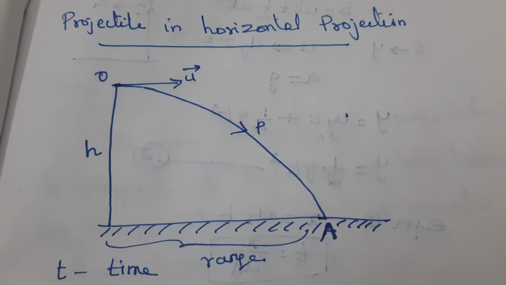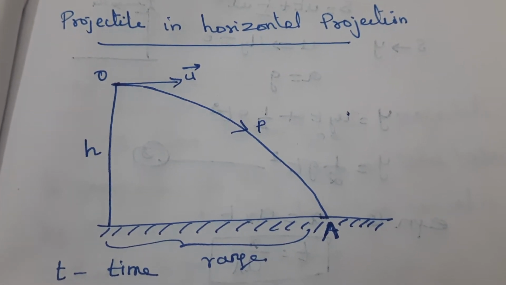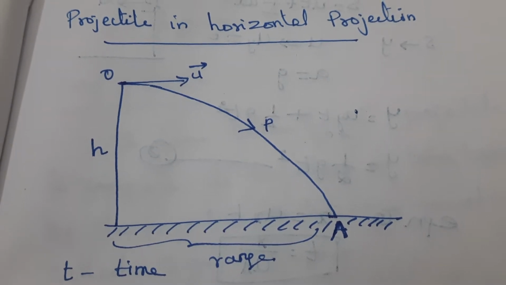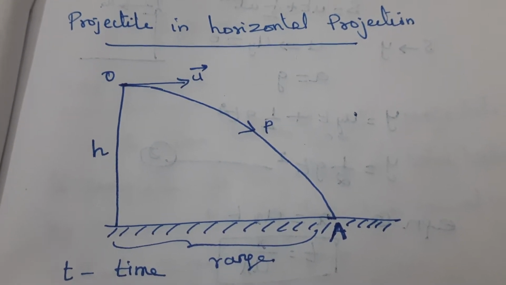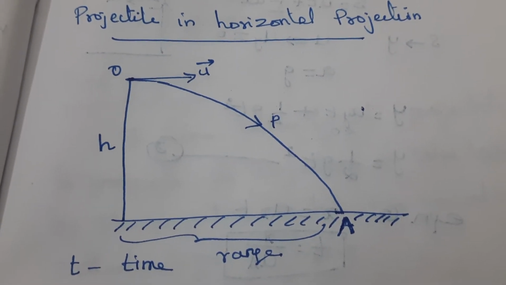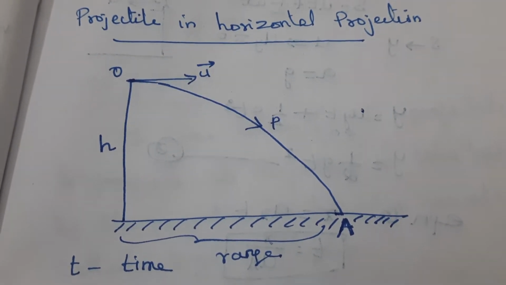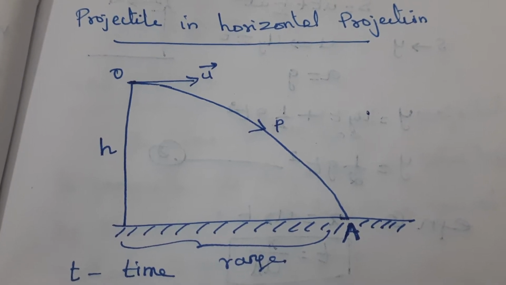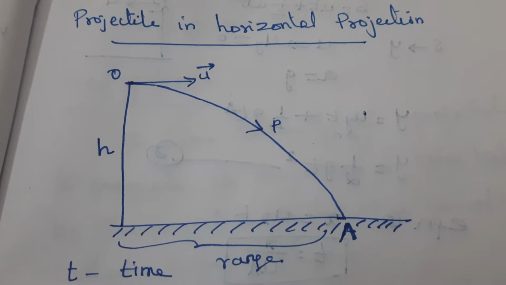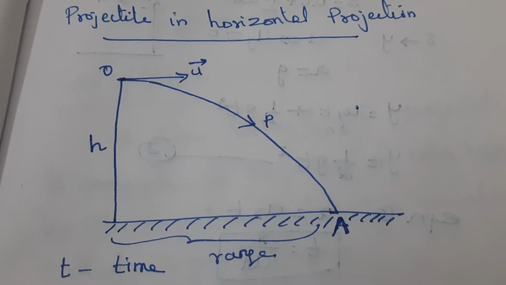Yesterday we have seen the projectile in horizontal projection. Isn't it? Projectile in horizontal projection. In that we discussed motion along the horizontal direction, motion along the vertical direction, time of flight, horizontal range, resultant velocity, speed of the particle, etc.